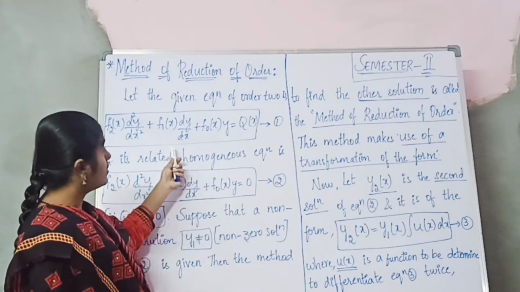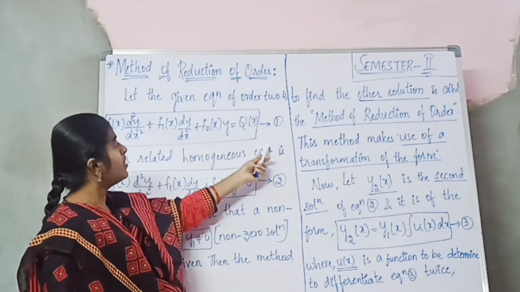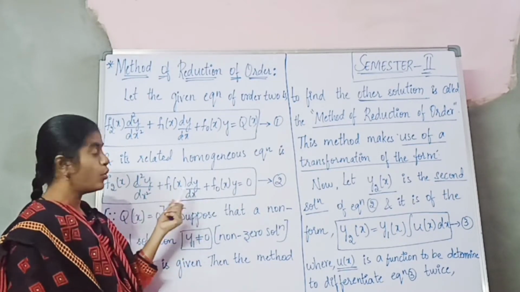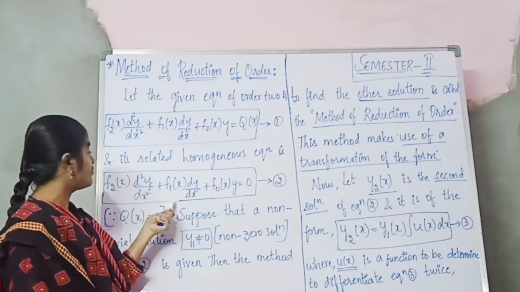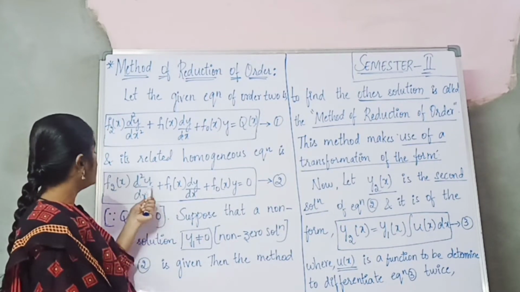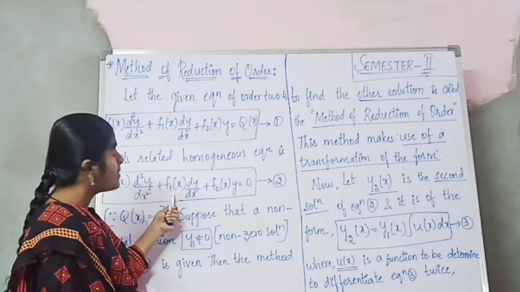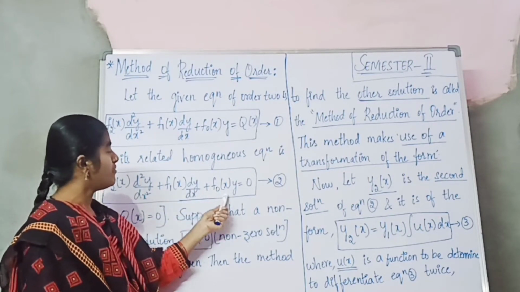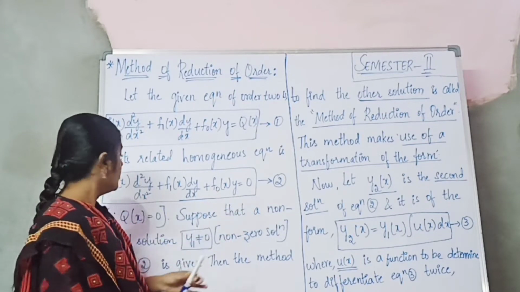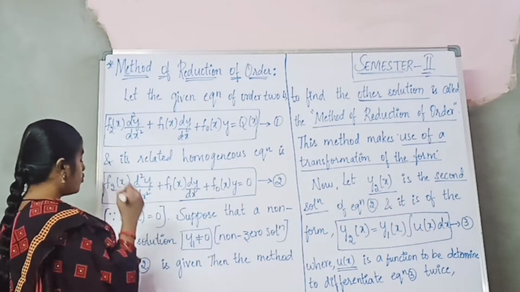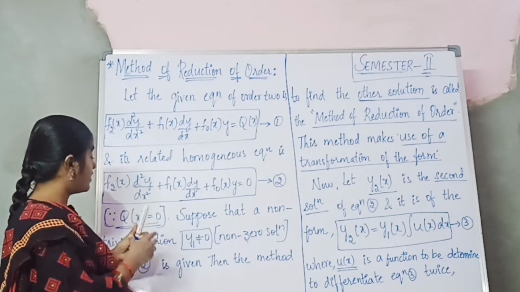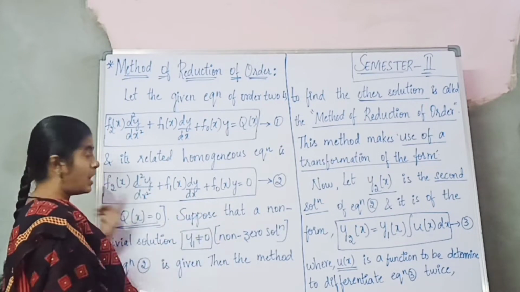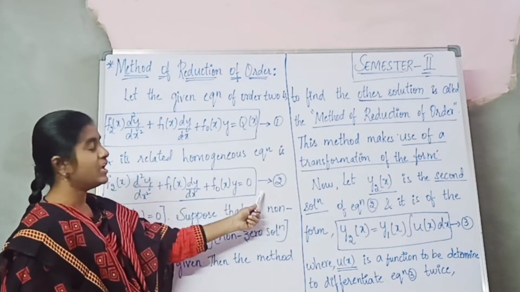Now we consider this equation as equation 1, and its related homogeneous equation is f2 of x into d square y by dx square plus f1 of x into dy by dx plus f0 of x into y, which is equal to 0. Here we are taking q of x equal to 0, so in the place of q of x we substitute 0. This equation we consider as equation 2.